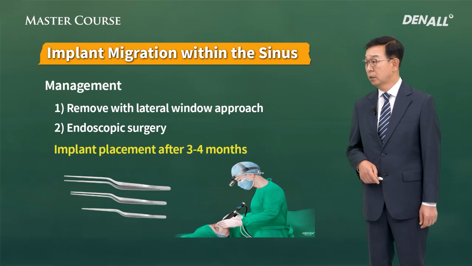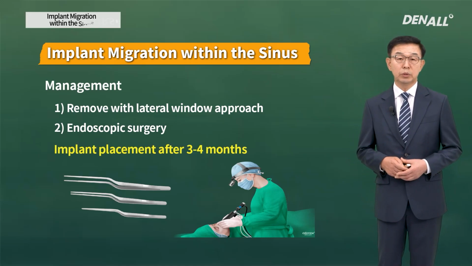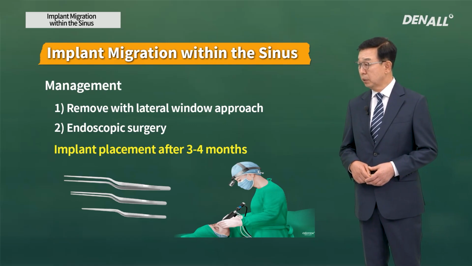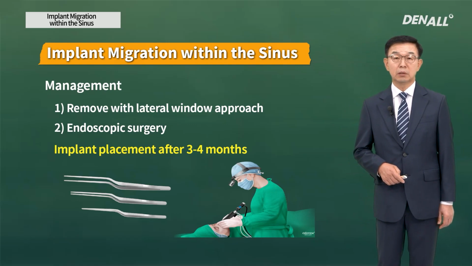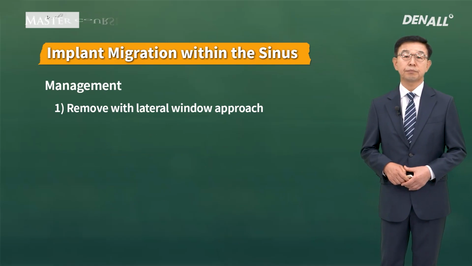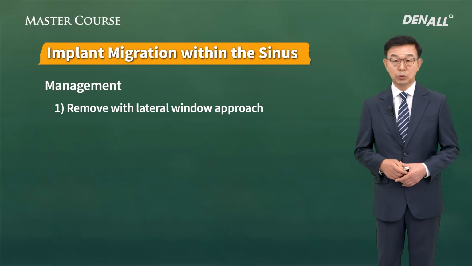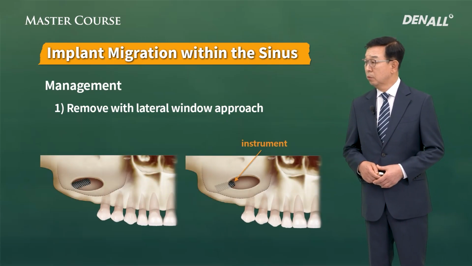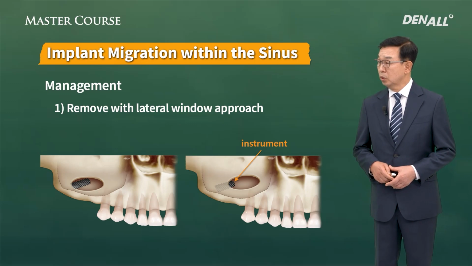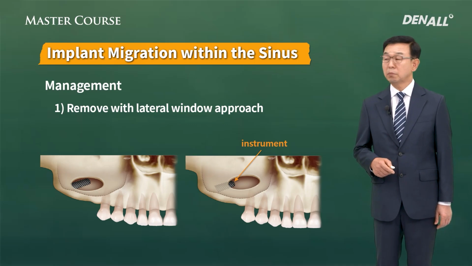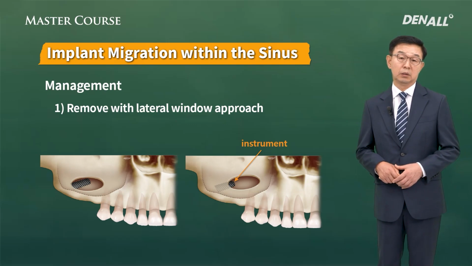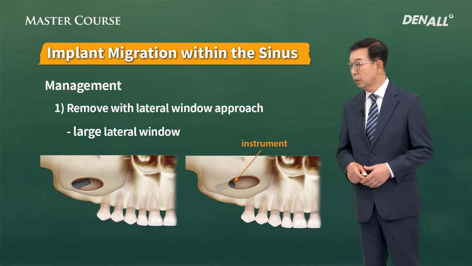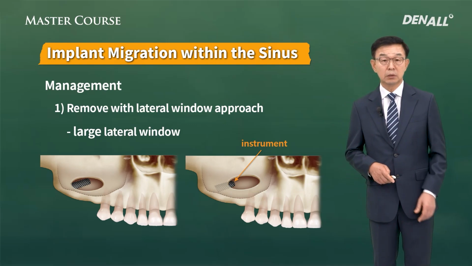After the implant is removed, you need to place the implant after 3 or 4 months so that the sinus membrane becomes fully healed. When we make the lateral window to remove the implant, you need to do it in the same way as the sinus lateral window approach. When forming the window, you need to make it bigger in order to remove the implant more easily.